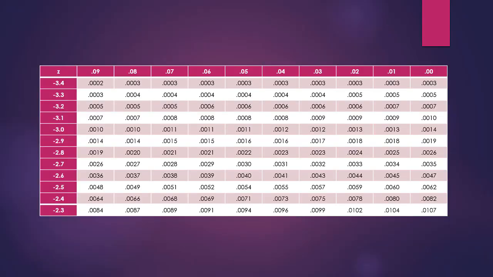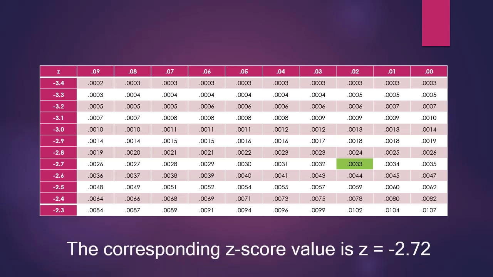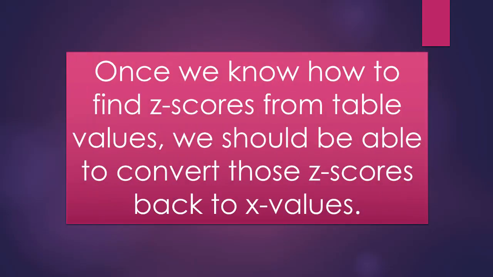So here's a cutout of the table. We look for 0.0033, and it's right there. So the z-score would be negative 2.72, and that would be your z-score value. So now we can find z-score values if we know the table value. But once we know the z-score values, we should be able to convert those all the way back to x values if we need to.